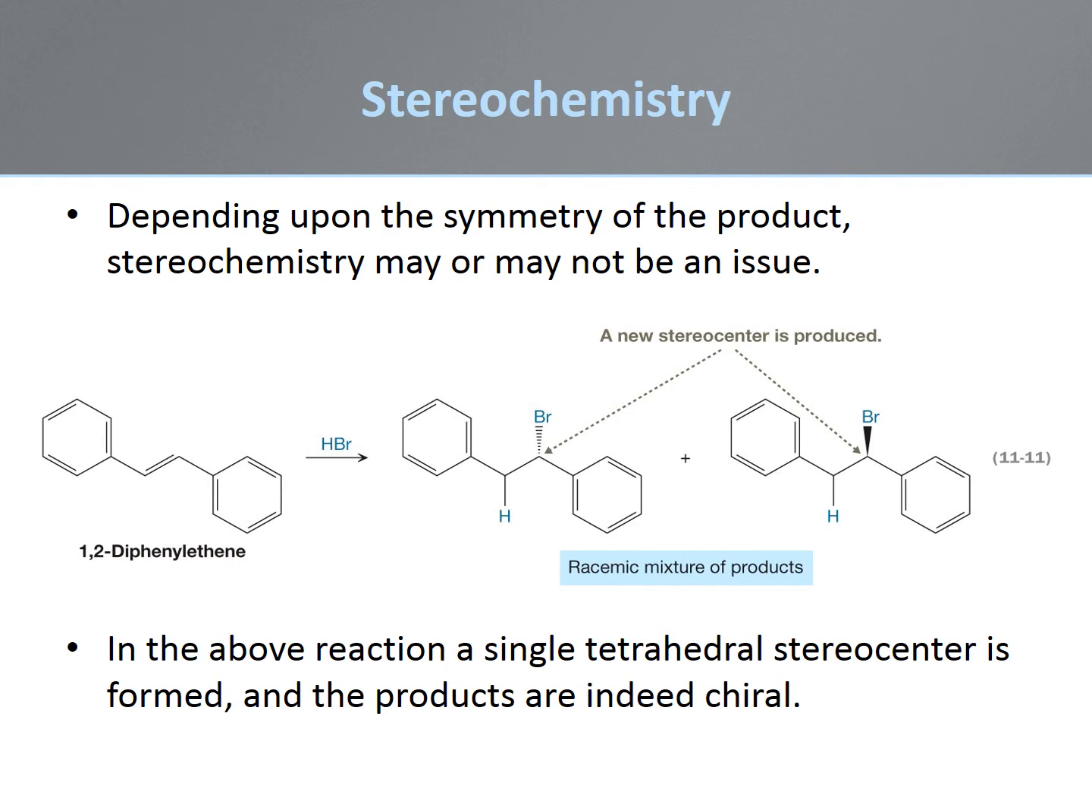Stereochemistry in electrophilic addition reactions is dependent on the symmetry and structure of the starting alkene. For example, the reaction of 1,2-diphenylethylene with hydrogen bromide produces 1-bromo-1,2-diphenylethane, which has 1 chiral center. The product is produced as a racemic mixture of the R and S enantiomers.